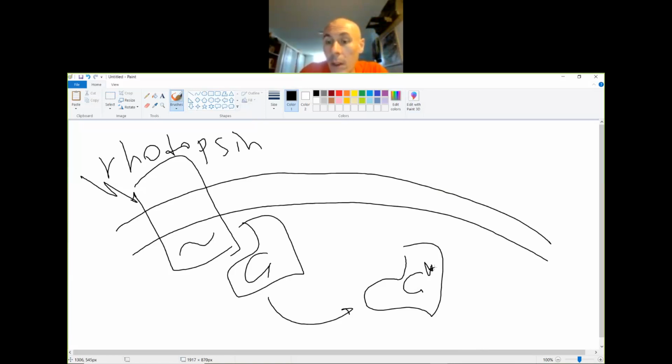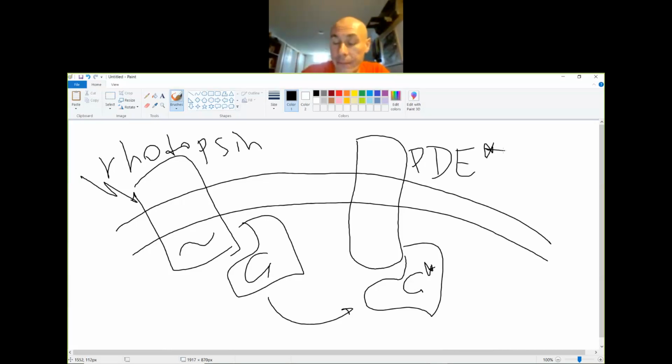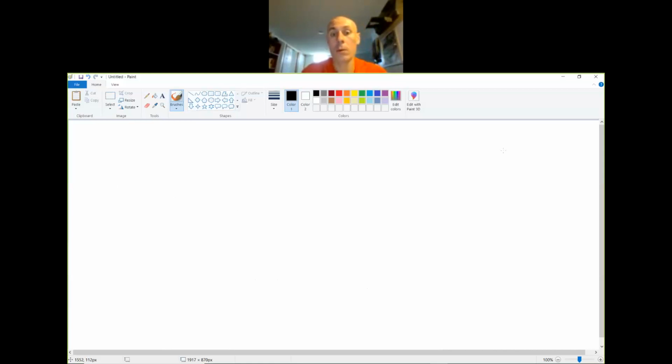Mhm. And that active G protein activates the enzyme that is called phosphodiesterase. So far, we're good? So phosphodiesterase is now active. Now, what happens next?